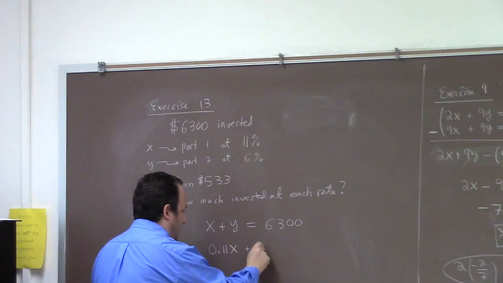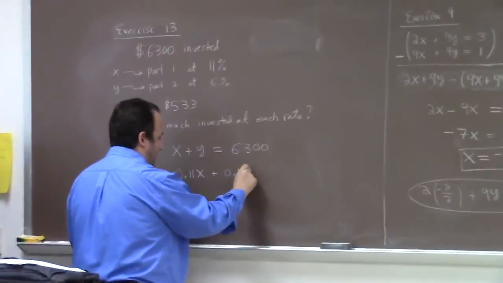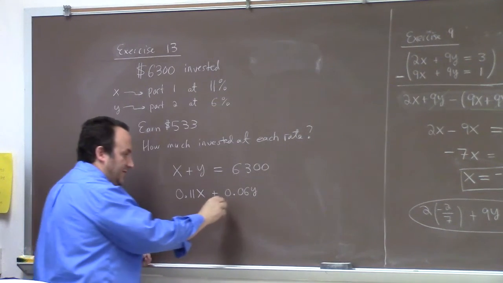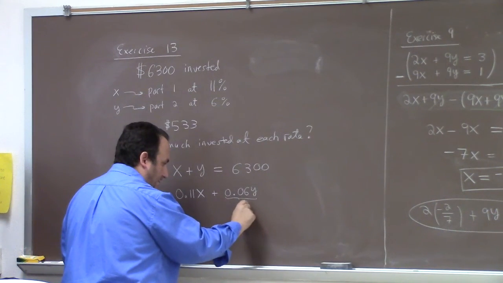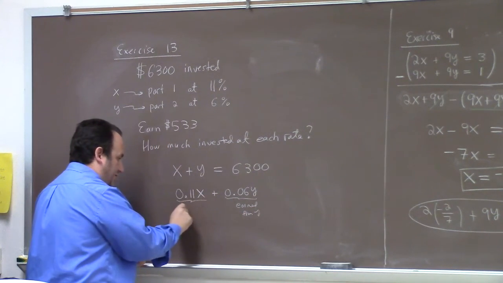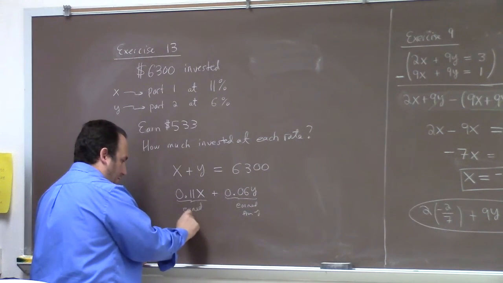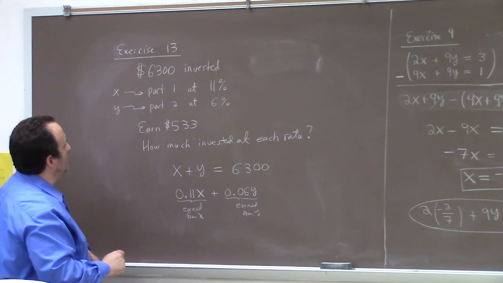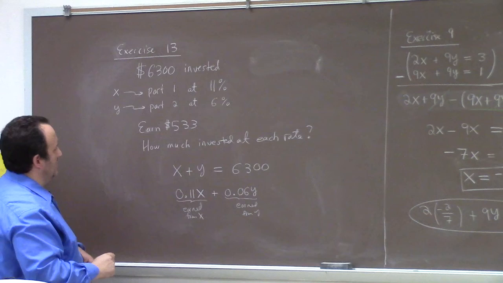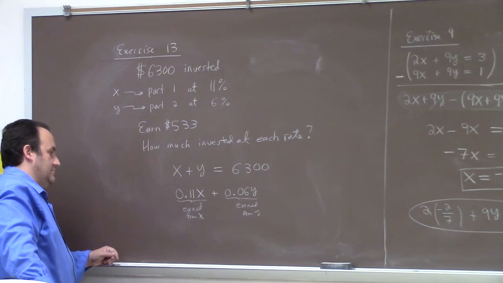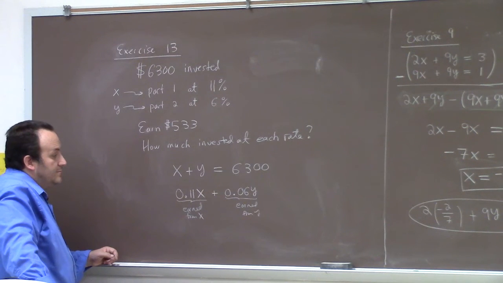Plus 0.06 times Y. So this gives me the part earned by Y. Equals 6,300. This is earned from the investments. Yes, I said equals 6,300. Because we've got to figure out what X and Y are, the amounts invested, and that's supposed to equal out.